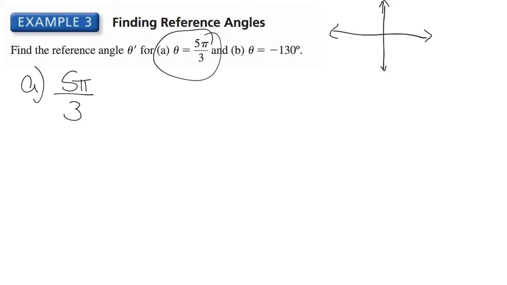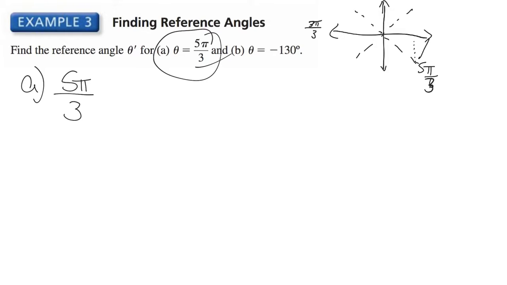Because pi, if I had it in 3 over 3s, that would be 3 pi over 3. And so that means I'd be cutting things up into thirds. So it's not there. 5 pi over 3 is 1/3 pi less than 2 pi. So we're going to be looking at this, 5 pi over 3.